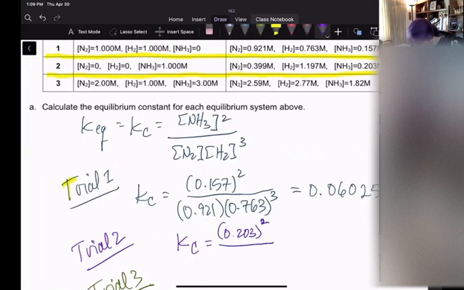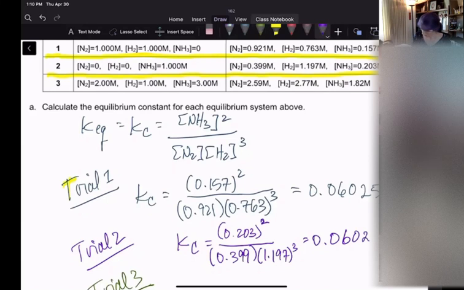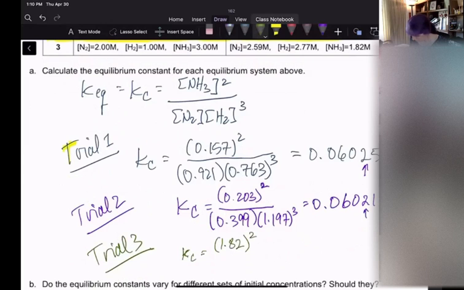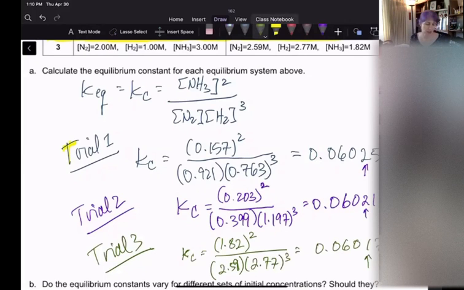Yeah, it's pretty close. And I got 0.60219. Yeah, so they're matching in that decimal place. These ones are much higher concentrations, right? But at equilibrium, we should get the same K value. So again, if we rounded to the third significant figure, that would be the same.